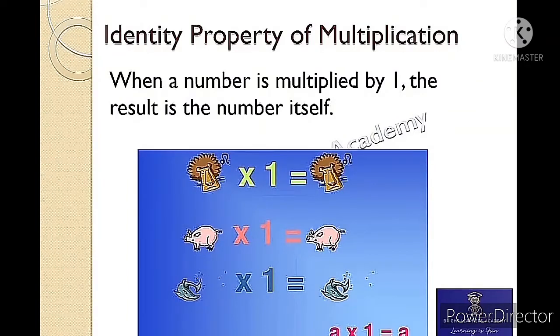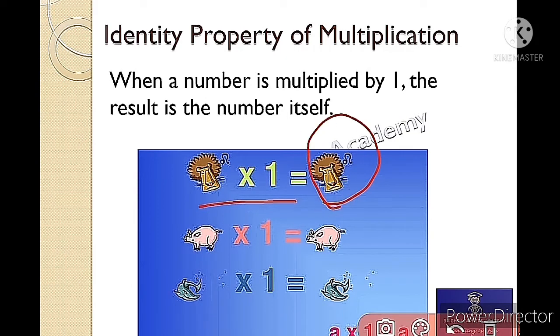Now, identity property of multiplication. When a number is multiplied by 1, the result is the number itself. It means whenever you multiply any number with 1, it never loses its identity. It would be same only. See, there is a lion. So if there is one lion, we can say lion into 1 equals to lion only. Pig into 1 equals to pig only.